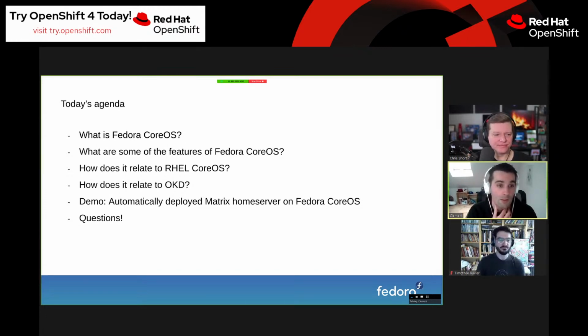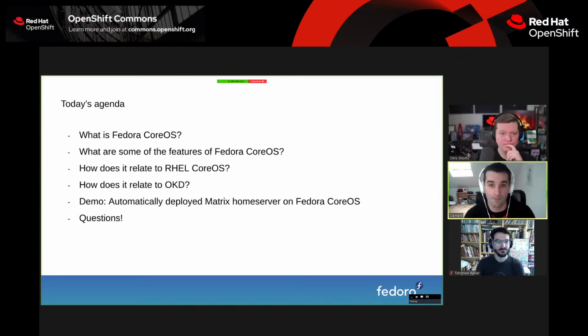So as you said in the agenda, what is Fedora CoreOS? What are some of the features? How it relates to RHEL CoreOS, and also the relationship with OKD. And at the end we have a small demonstration on how you can use Fedora CoreOS to deploy a Matrix server at home. And we will have time, obviously, for questions.